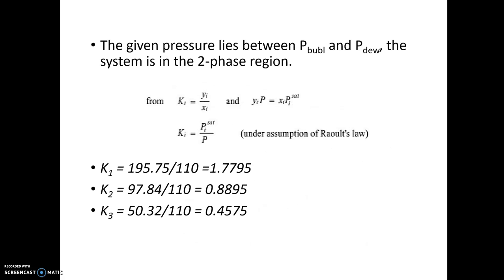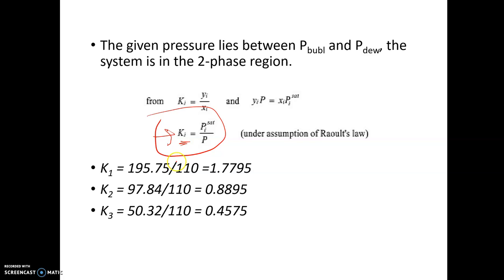Okay, straight to the point now, yeah. Just application. You only have 3 more minutes. So we know that since P bubble adalah 132, P dew adalah 101, and the given pressure is 110. Okay, so it lies between the bubble point and the dew point. It's not more than the bubble point, it's not less than the dew point. So kita kata under the assumption of Raoult's law, kita boleh gunakan balik tadi yang kita dah determine tadi, so kita boleh gunakan the K value. So you can just find your K value lah.